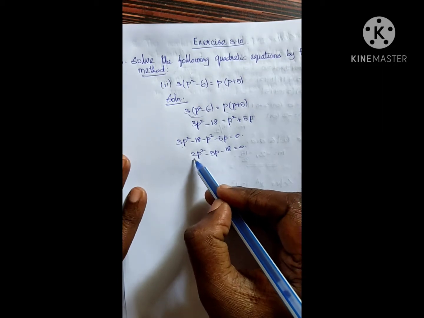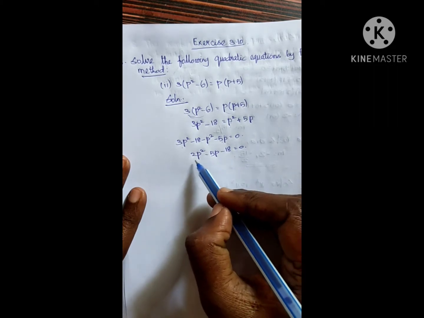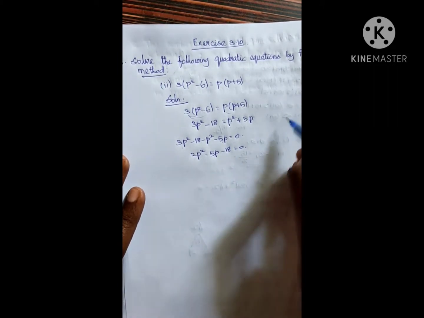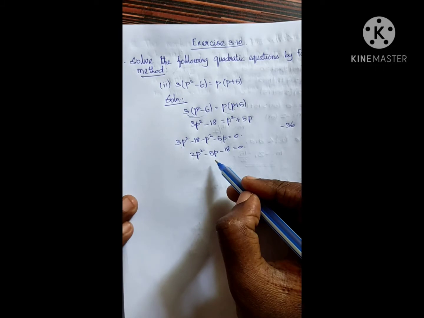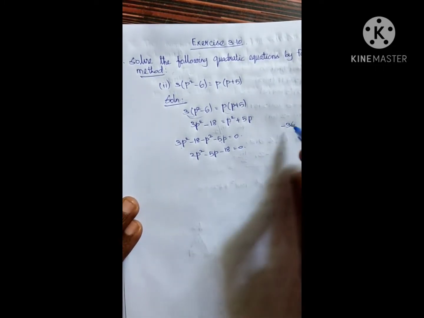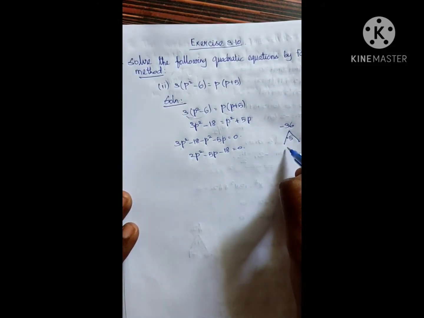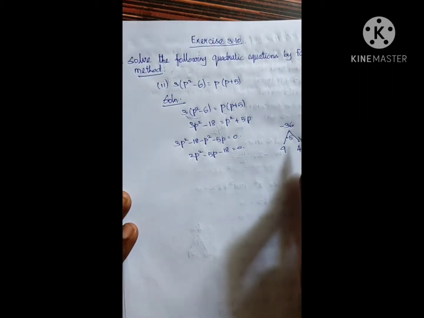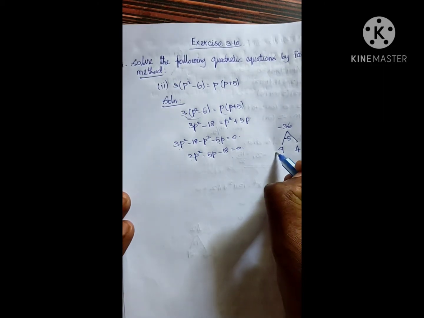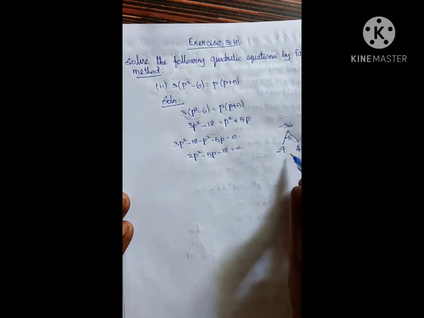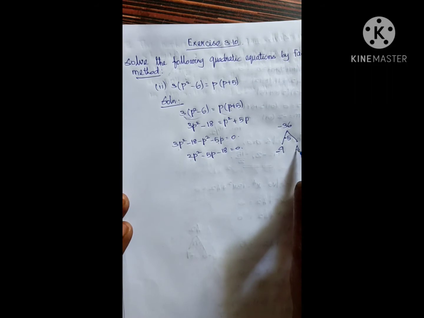Now the coefficient of p square is 2 and the constant term is minus 18. So the product of two numbers is 2 into minus 18, that is minus 36, and the sum of the two numbers is minus 5. So what are the two numbers? 9 and 4. Here the product is minus 36 and the sum is minus 5. So we take minus 9 and plus 4. Minus 9 into plus 4 is minus 36, and minus 9 plus 4 is minus 5.